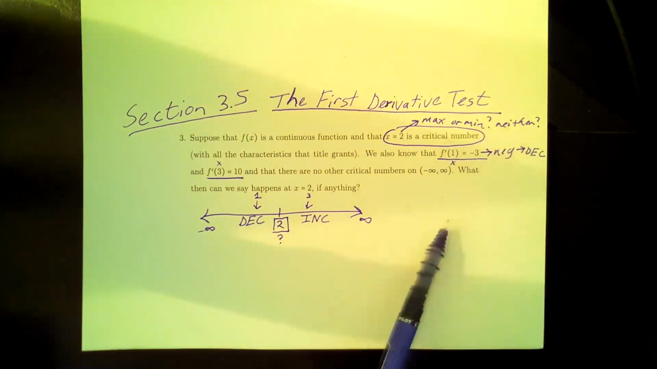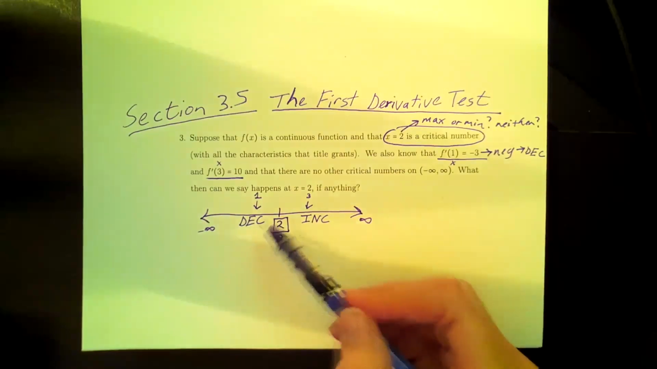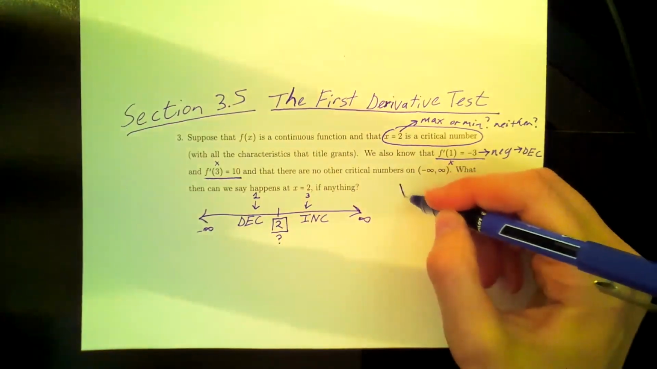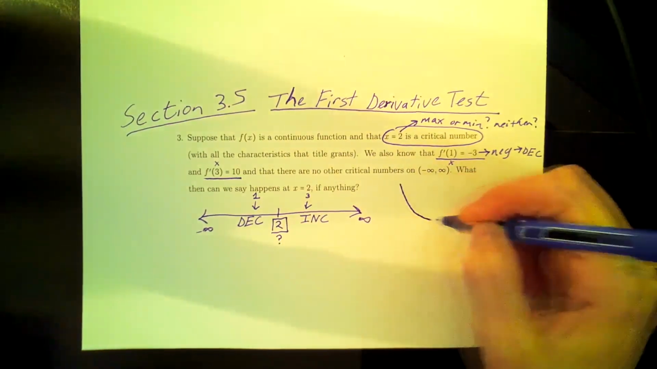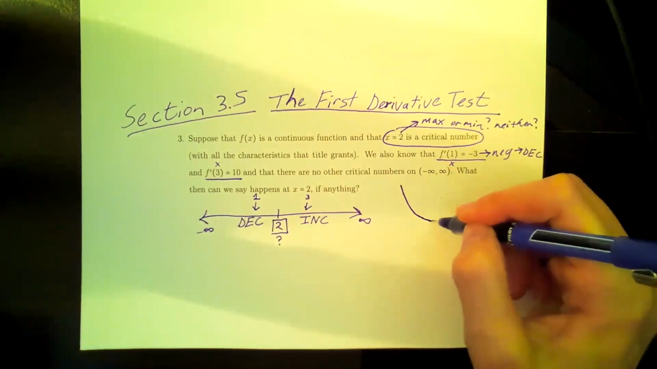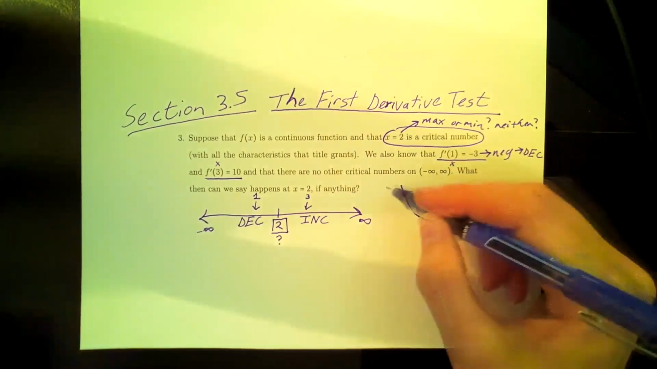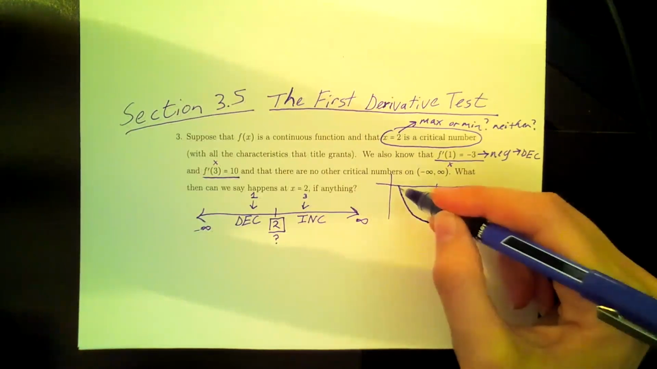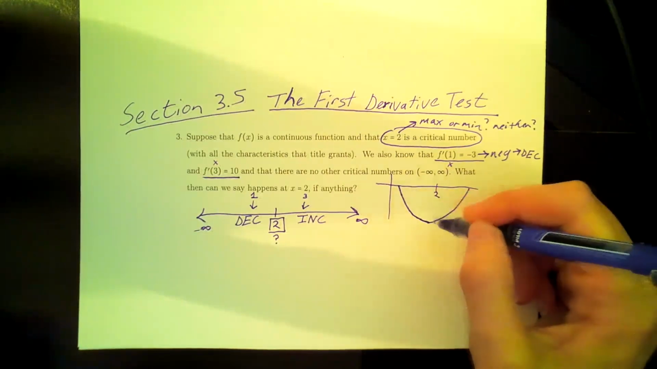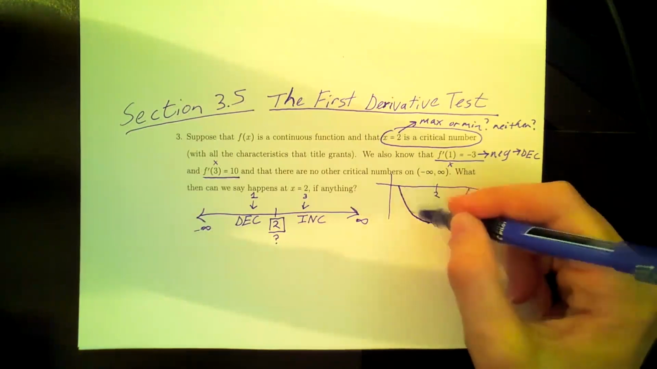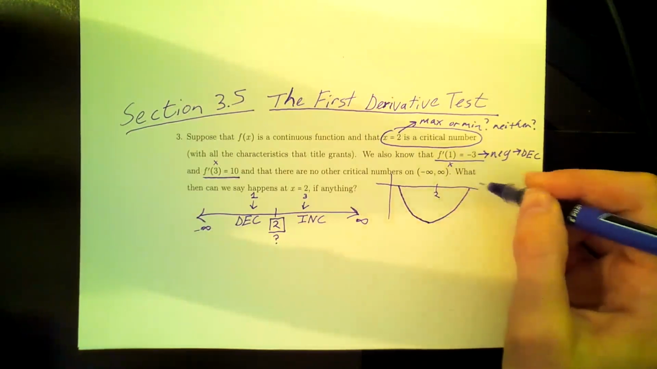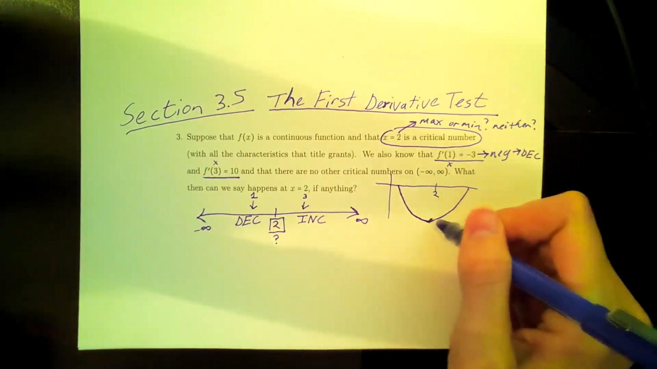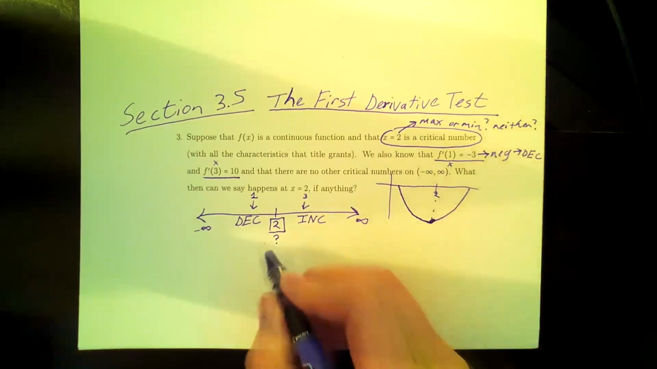Is it neither? Well, in this particular case, on the left side of 2, my function is decreasing, so I like to do a little doodle. It's decreasing on the left of 2, and then it's increasing on the right of 2. So if you have your little grid here, this is x equal 2, we have my function going down, then going up. Down on the left of 2, up on the right of 2. So it looks like x equal 2 corresponds to a local min.